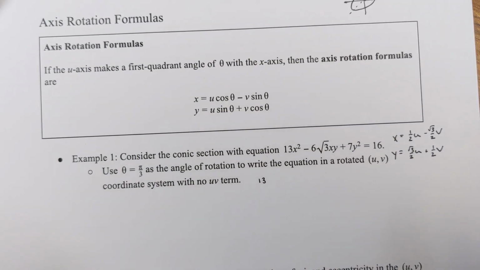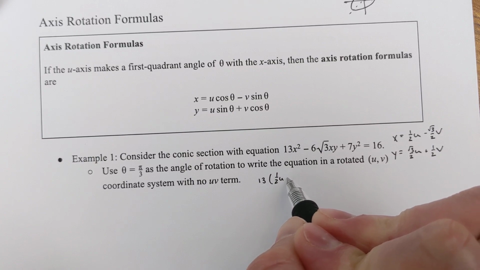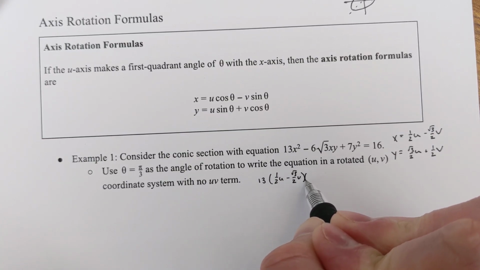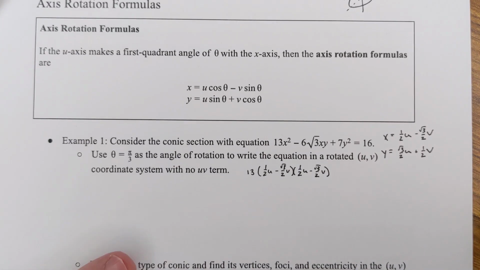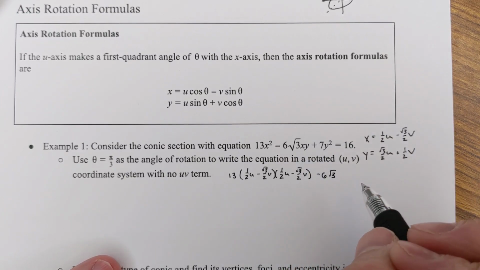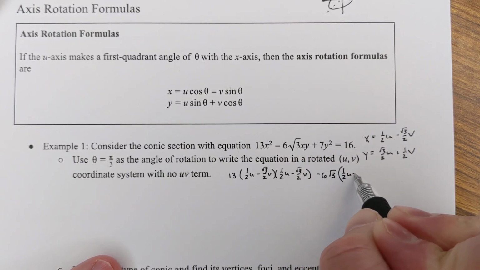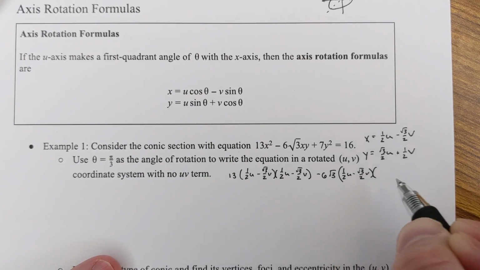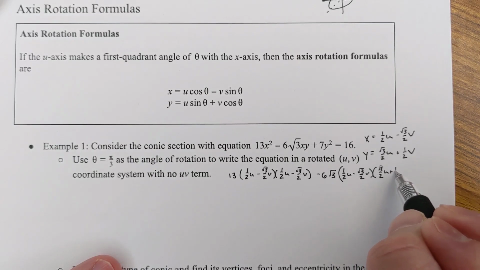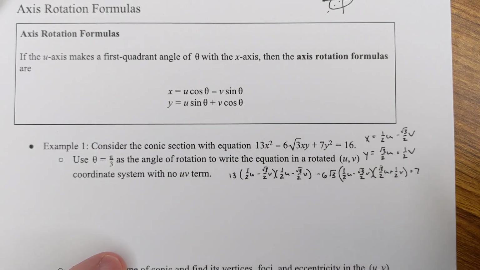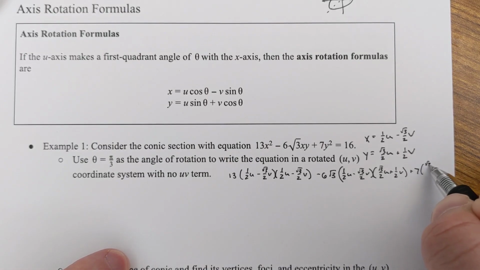So 13x squared is going to be 13 times 1/2 u minus root 3 over 2 v, and since it's squared, I'm going to have 2 copies. I'm going to go ahead and just write it out, expanded now. So that's 13x squared, minus 6 root 3 times x, 1/2 u minus root 3 over 2 v, times y, root 3 over 2 u plus 1/2 v, plus 7y squared, which is going to be root 3 over 2 u plus half v times root 3 over 2 u plus half v, and then all that's equal to 16.